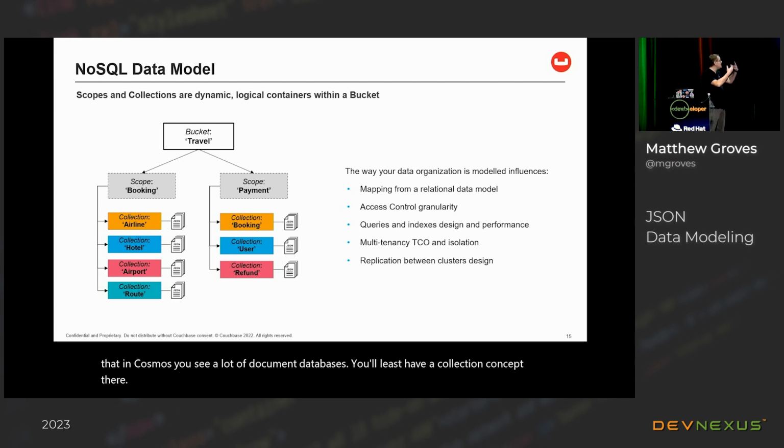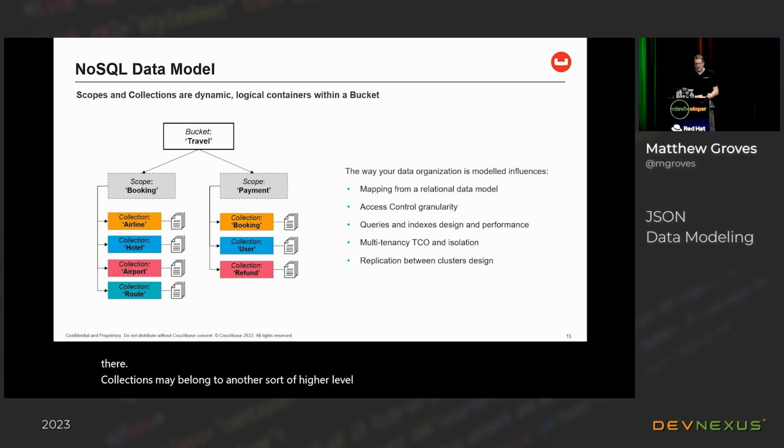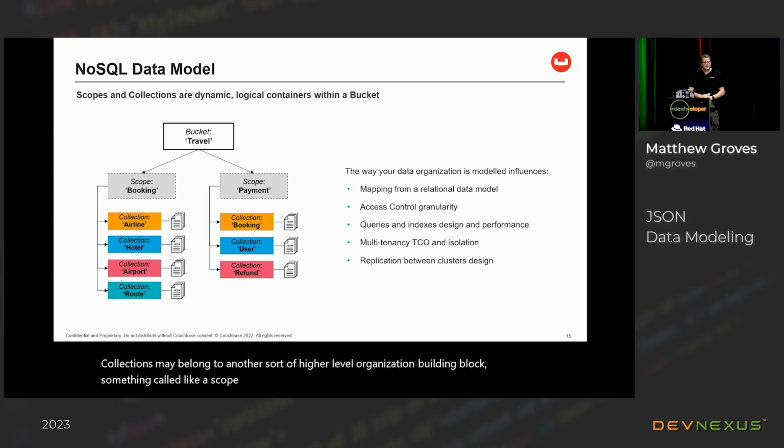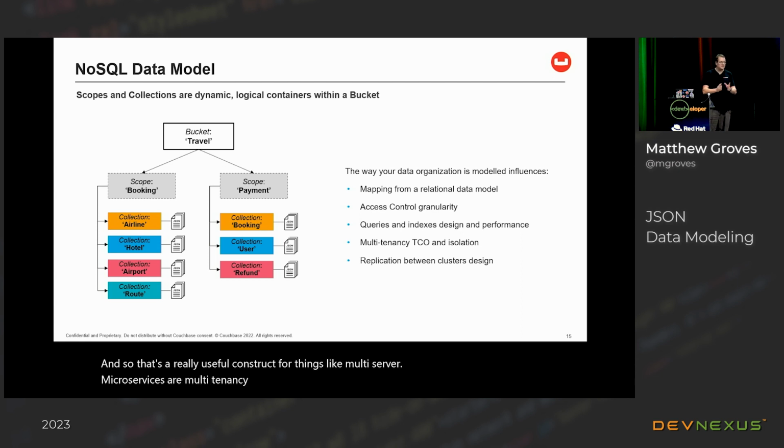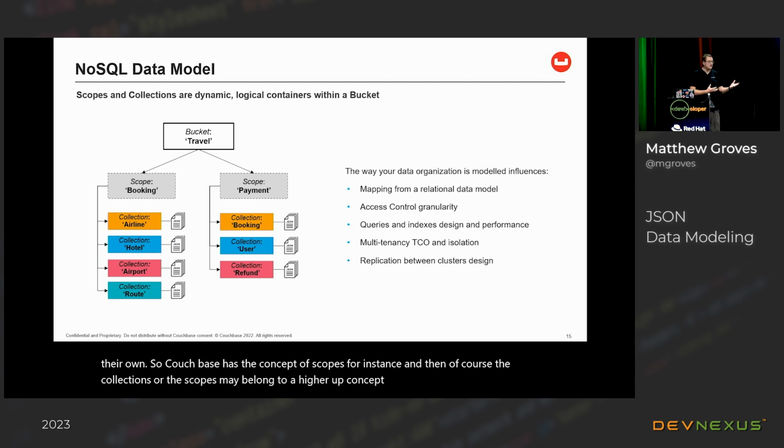Collections may belong to another higher level organization building block, something called a scope. That's a really useful construct for things like microservices or multi-tenancy, where you want to organize collections into different areas of their own. Couchbase has the concept of scopes, for instance. And then, of course, the scopes may belong to a higher up concept, something called a bucket in Couchbase. A bucket level is similar to your database or your catalog level in the relational databases you're familiar with. Now, data organization can have an impact beyond data modeling. I'm not going to cover that today.